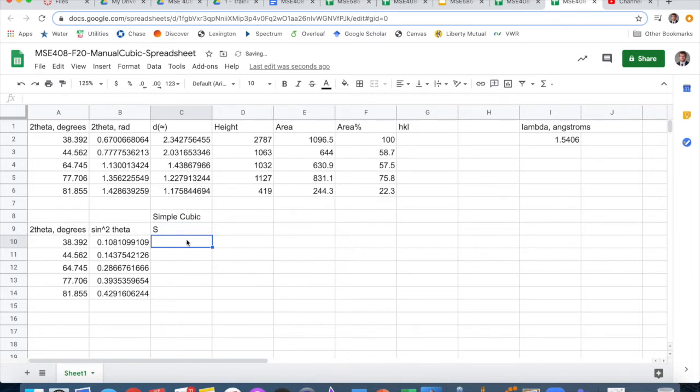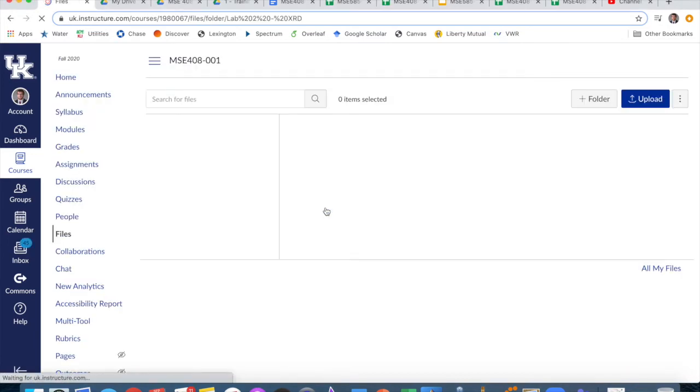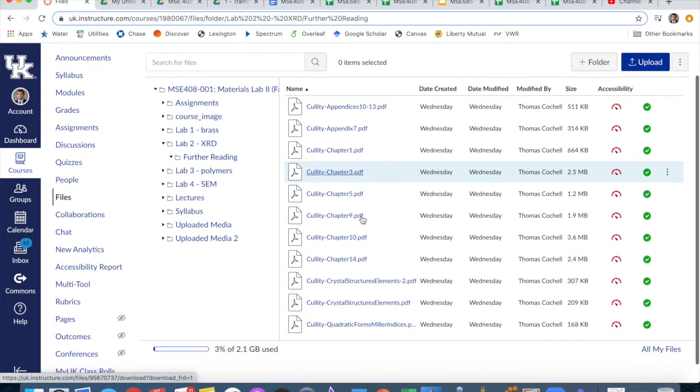All right, and so again, those S values we obtained from the table. So I'm going to stop here and switch over to the table so you can see that. On our Canvas website in the Files section, if I go to Lab 2, XRD, and then to Further Reading, you'll notice I put a lot of information there from Cullity because that's a really good X-ray diffraction reference. And so the first table we're going to look at is this Cullity quadratic forms.